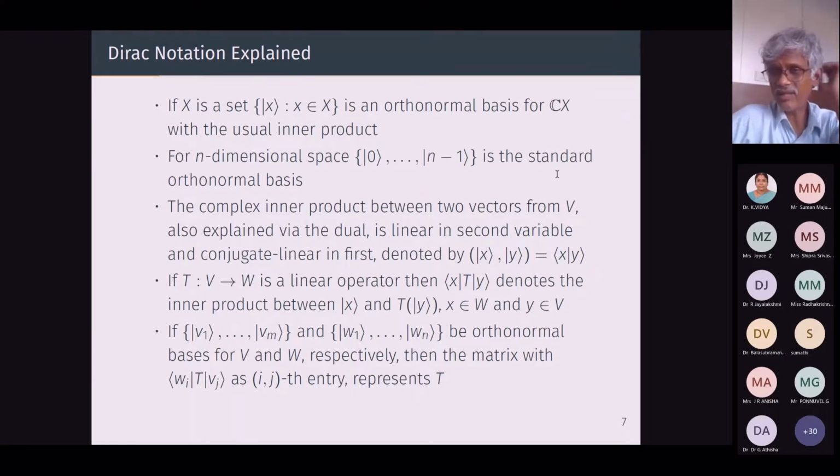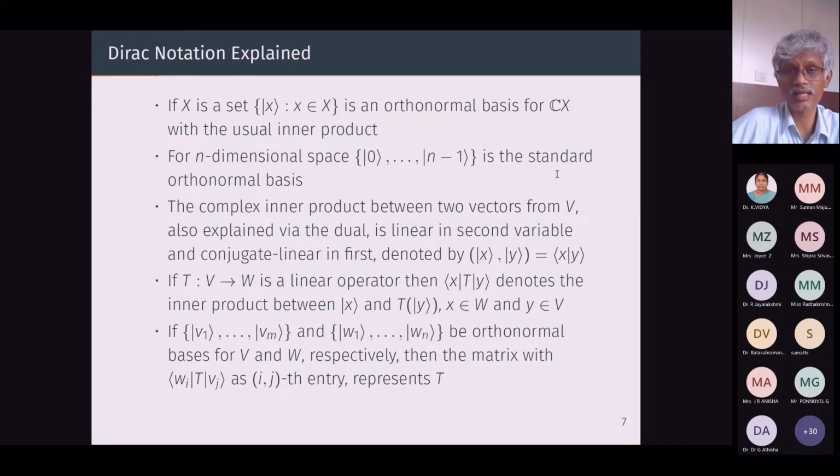So the one thing we have to remember is that it is linear in the second variable and conjugate linear in the first, right? So it's conjugate linear in the first. If T from V to W is a linear operator, then this expression, x, T, y, enclosed inside this, will denote the inner product between x and Ty, right? So if you have a T, which is a linear transformation mapping V to W, a linear operator, x, T, y denotes the inner product between the ket of x and T of the ket of y.